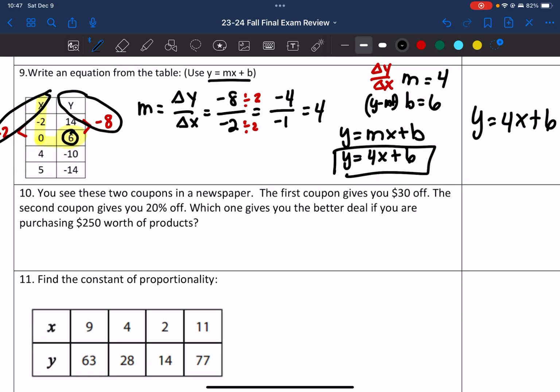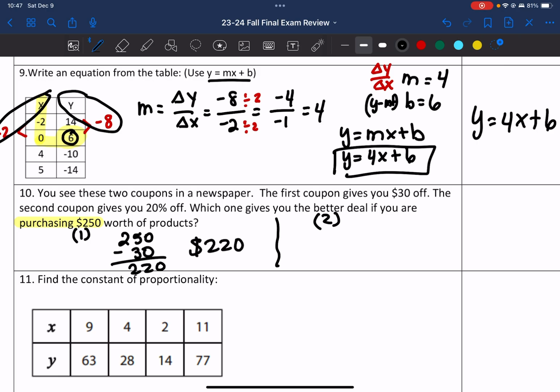So you see these two coupons in a newspaper. The first coupon gives you $30 off. The second coupon gives you 20% off. So coupon 1, coupon 2. Let's do it like this. Let's split it. Okay. Coupon 1 is here. Let's go ahead and find out what the original price is. It's going to be $250. So what we are doing is 250 minus 30. That is going to be $220.